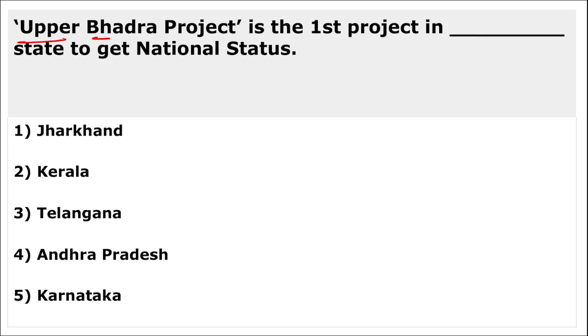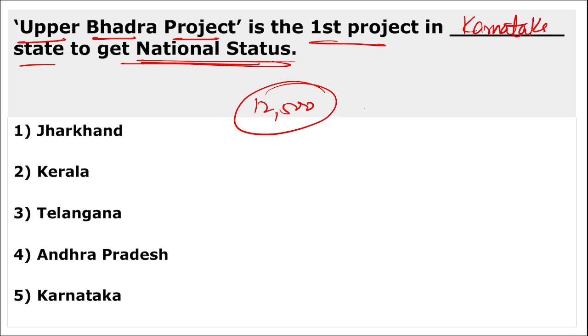Next, Upper Bhadra Project, not Bharat. Upper Bhadra Project is the first project in which state to get national status? Highly important question. Upper Bhadra Project is the first project in Karnataka to get the national status. It got the national project status by the central government high powered committee, and it received an outlay of 12,500 crore rupees grant from the center.